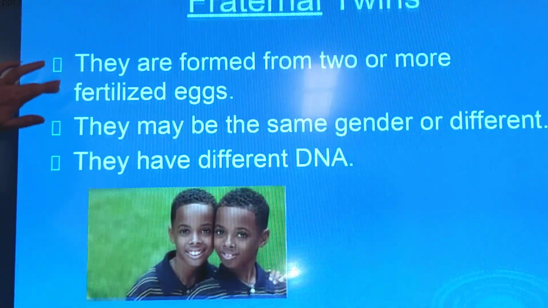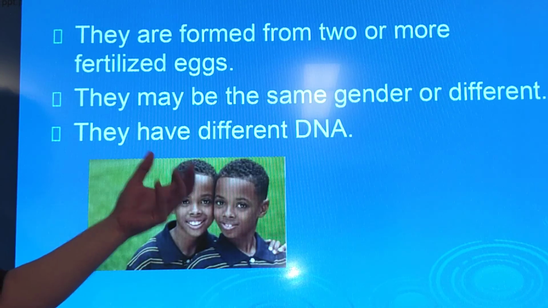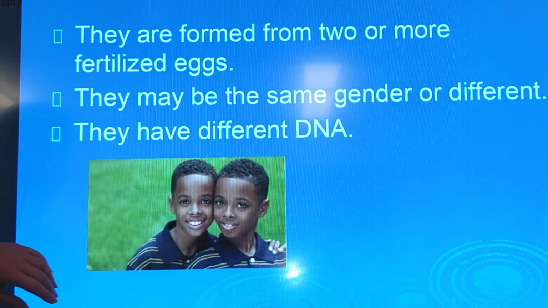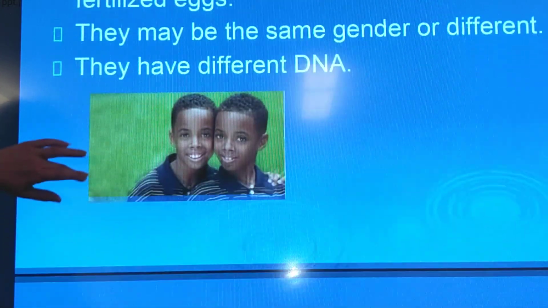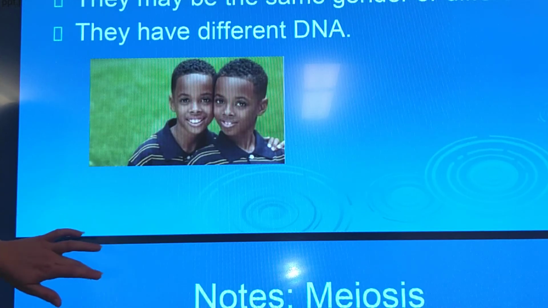Fraternal twins are formed from 2 or more fertilized eggs. They may be the same gender or different genders. You can have boy and girl twins that are fraternal twins, because maybe this egg was fertilized with the X sperm and this egg was fertilized with the Y sperm, and you can have boy-girl fraternal twins. They have different DNA. They're not any more genetically alike than normal brothers and sisters.